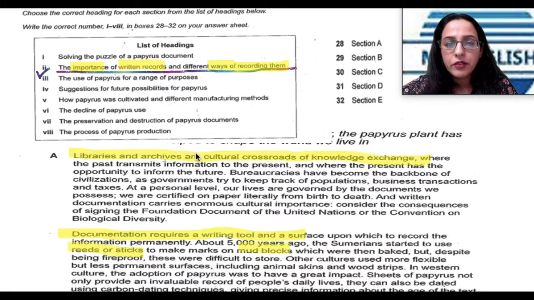Importance of written records. Now, different ways of recording them is there in the second paragraph, which is documentation requires a writing tool and a surface. So this is a way of writing. Then they have mentioned reeds or sticks, then mud blocks, and then animal skins and wood strips and so on. Right, so by all means, you have found the answer for para A as the second one.